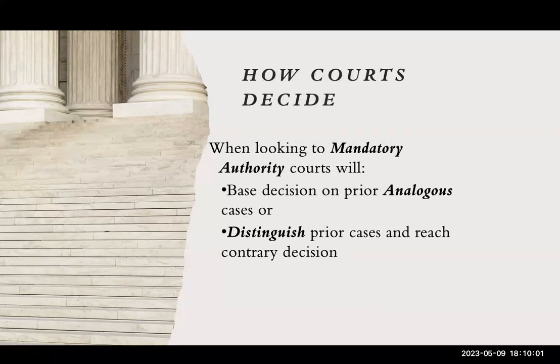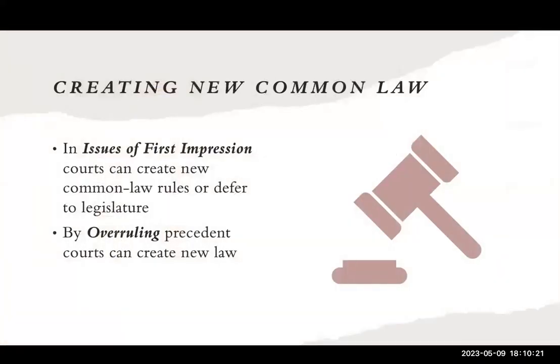So again, when the courts are making their decision, when looking at mandatory authorities, they will look for cases with the same or analogous facts, and in connection with their ruling, distinguish prior cases if they reach a contrary decision. Finally, again, judge-made law is common law, and judges do create new common law all the time. Obviously, new common law can come up in issues of first impression, where something has never been ruled on before, and a court is being faced with that. The other way a court can create a new common law is to overrule precedent.